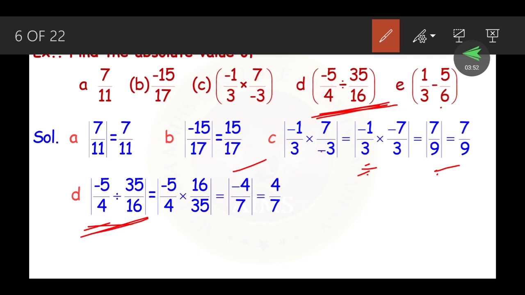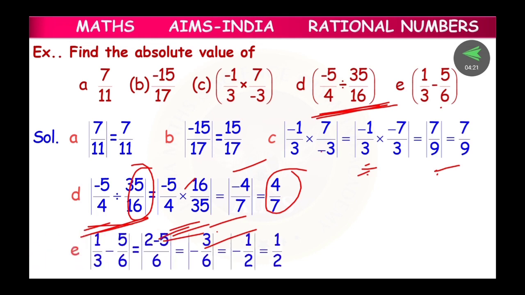If we have two rational numbers and a division symbol, we can write the division symbol as a multiplication symbol and reverse the fraction. 35 by 16 we can write as 16 by 35. After cancellation, because 5 7s are 35 and 4 4s are 16, we will get minus 4 by 7, and the modulus is 4 by 7.